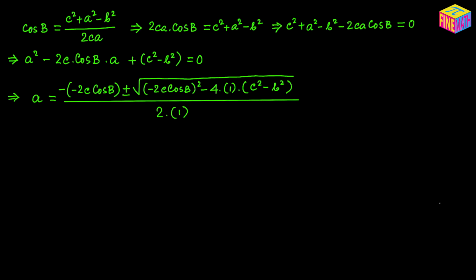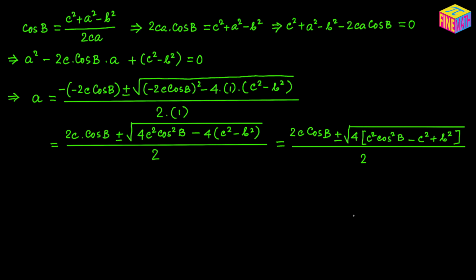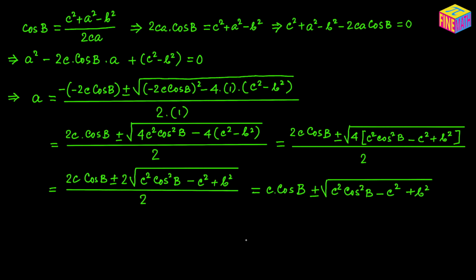And if we simplify this a little bit, we can write it like this. And from here, if we take the number 4 outside of the square root, then we can write the equation like this. Ultimately, we see that the denominator goes away and we get a value of C times cosine of B plus or minus square root of C squared cosine squared of B minus C squared plus B squared.